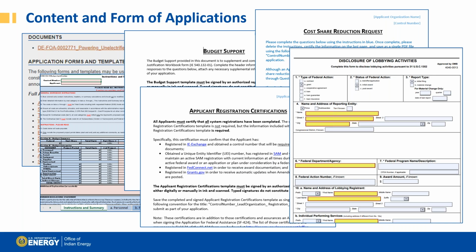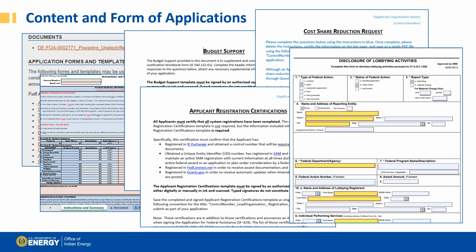All right, the next document, applicant registration certification. We talked about earlier about the systems that you need to be registered in. All applicants must certify that all system registrations have been completed and certify to those registrations as part of the applicant registration certifications file. A Microsoft Word template also has been provided.